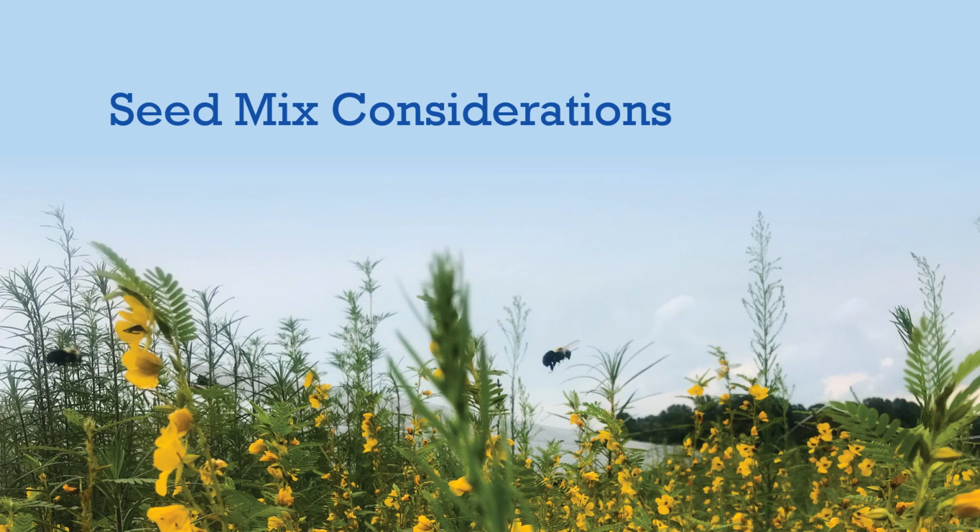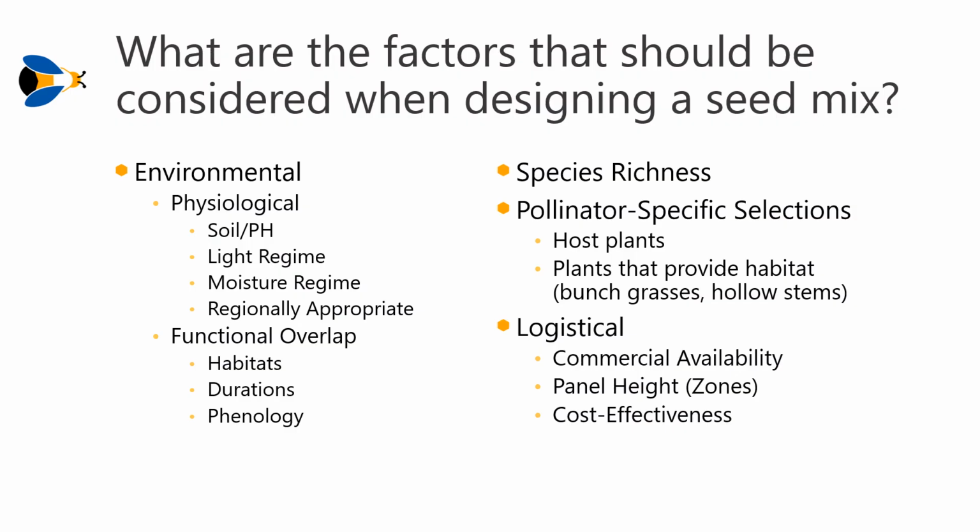Seed mix considerations. There are many factors that should be considered when designing a seed mix. There are environmental factors such as physiological considerations, which include soil conditions and pH, light and moisture regimes on site, and whether the species in the mix are regionally appropriate. Functional overlap also needs to be factored in to make sure the seed mix is successful. This means intentionally including multiple species that grow in the same habitats, have the same durations, and have the same phenologies in your mix. Species richness, like functional overlap, ensures the success of a seed mix.